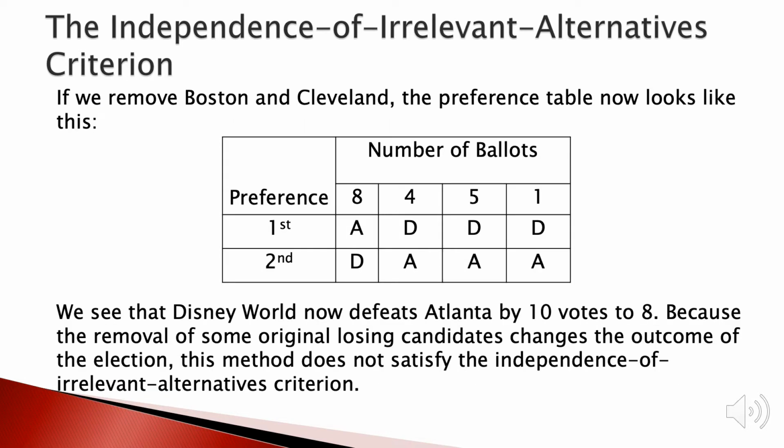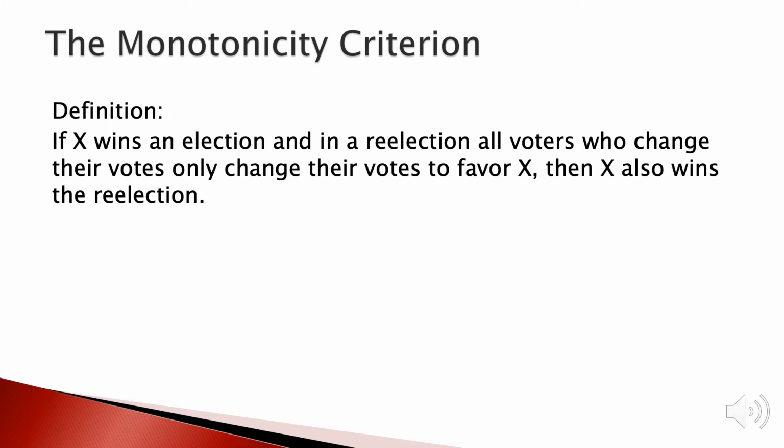If we remove B and C, the preference table only contains A and D, and we see that D defeats A by 10 to 8, which means D is the winner now. So it does not satisfy the criterion. The last criterion is the monotonicity criterion. It is defined as: if X wins an election and in a re-election, all voters who change their votes only change their votes to favor X, then X also wins the election.